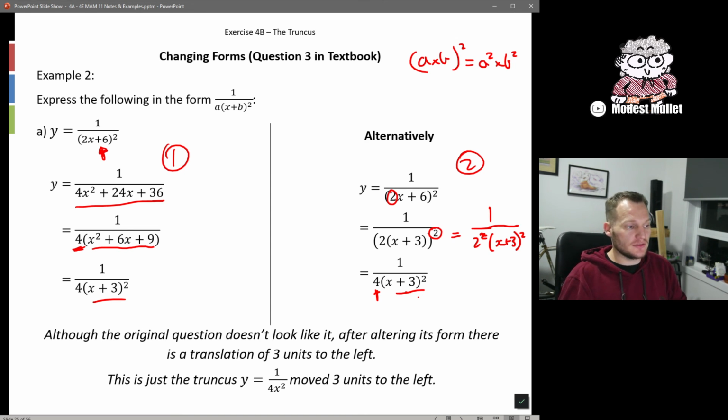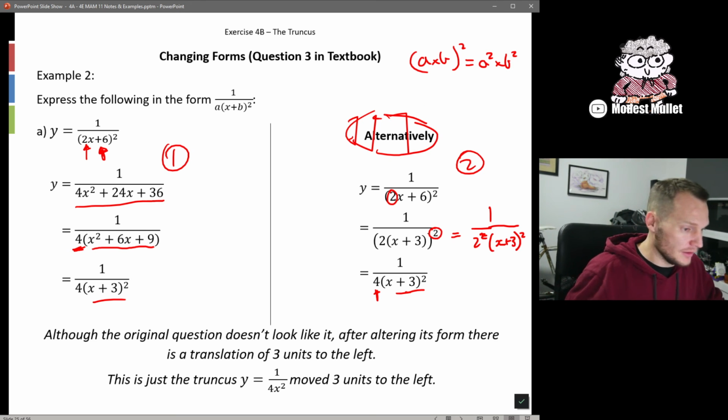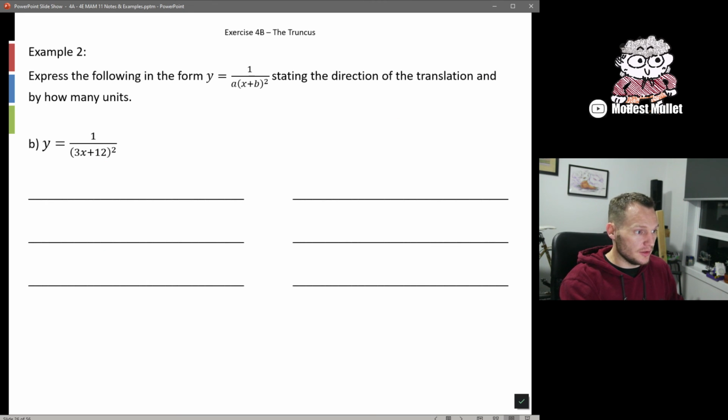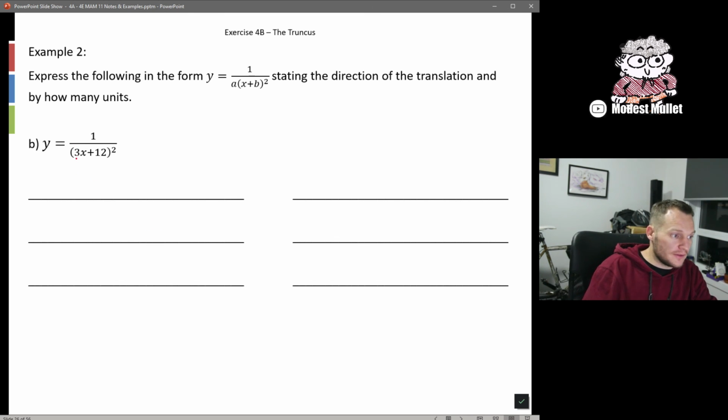So, to read the h value, to reiterate, if there is any coefficient in front of the x inside the brackets, you must get that outside. I suggest this alternative way is generally the method I suggest. Rightio. So there's an example of it. Taking that 3 out, we need to get rid of it because the x has got a coefficient.